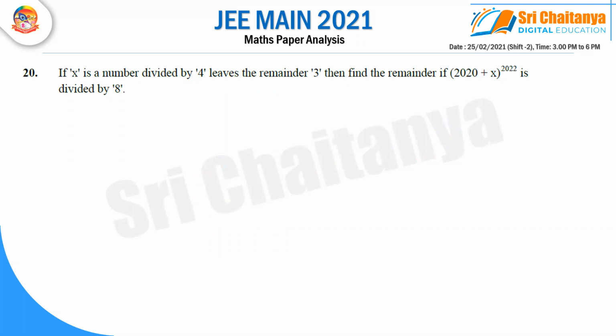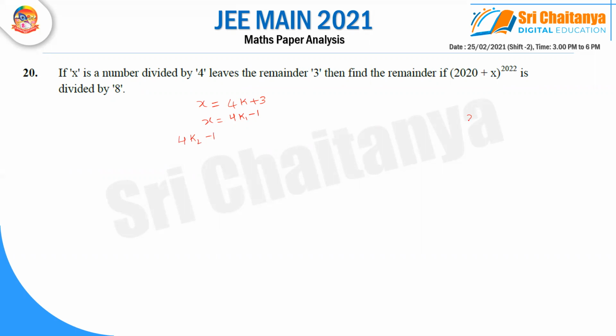Next, they are saying if x is a number which when divided by 4 leaves the remainder 3, then find the remainder if 2020 plus x whole to the power of 2022 is divided by 8. Okay, x is a number divided by 4, I can write it like this. Sometimes I will write 4k1 minus 1 also. So the remainder when 2020 plus x, what will I get? I can write it as 4k2 minus 1.